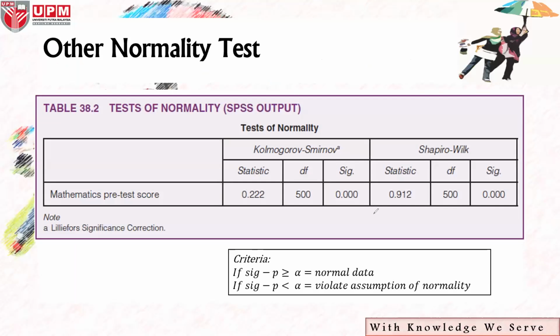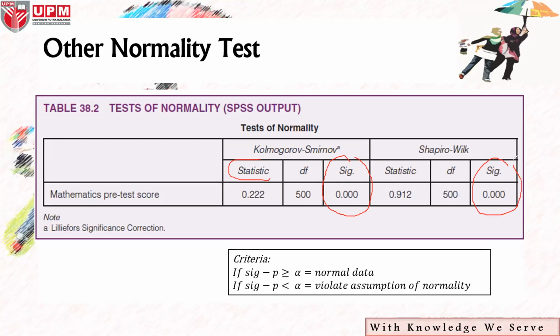Okay, so another way to determine normality is by using the Kolmogorov-Smirnov and Shapiro-Wilk statistic. How can we read it? It is based on the significant value. If you use the criteria based on skewness and kurtosis, we read the statistic value. But for Kolmogorov-Smirnov and Shapiro-Wilk, we refer to the significant value, for both.